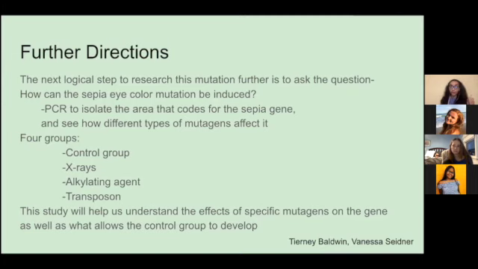We would have 4 groups. One would be a control group, one would be exposed to X-rays, another would be exposed to an alkylating agent, and another would be inserted with a transposon. This study would help us understand the effects of specific mutagens on the gene, as well as what allows the control group to develop when there are no outside forces influencing it.